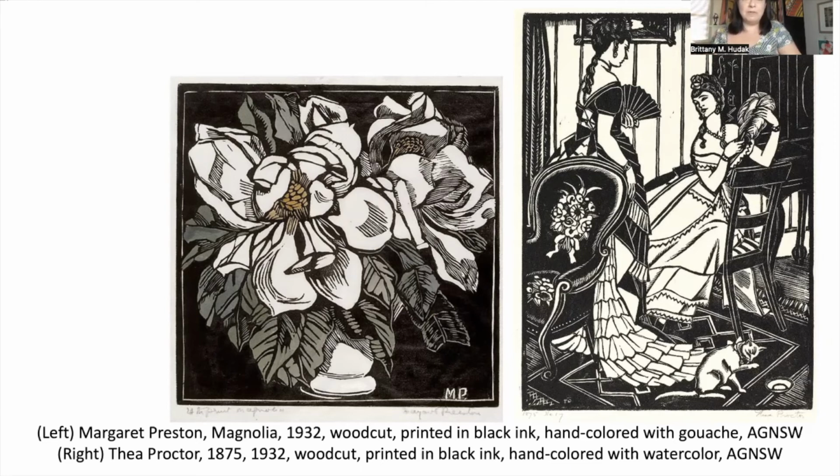It's funny because the two argued over the Art Gallery of New South Wales buying one of Thea Proctor's works. But if you go on their website today and look up the name Thea Proctor, there are 58 prints in their collection by Thea Proctor. And if you look up Margaret Preston, there are 151 prints and works of art in their collection. So it looks like Margaret Preston got the last laugh.